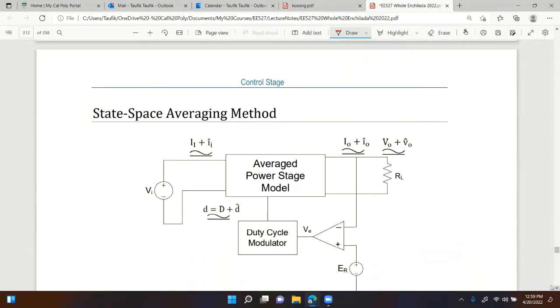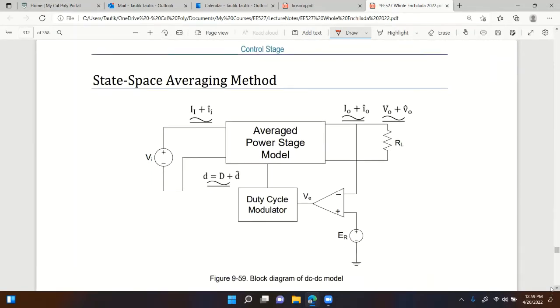All right. Okay. I am done with reviewing state space equations. Hopefully that's a good refresher for all of you. Any questions? If not, let's look at the state space averaging method of our DC to DC converter, right?